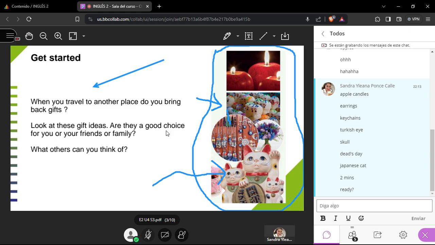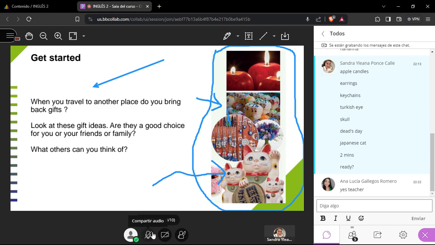Are you ready? Are you ready to start? Let's start with Anne. When you travel to another place, another city, another country, do you bring back presents, gifts to Peru? Well, I never do it, but I would like to do it.